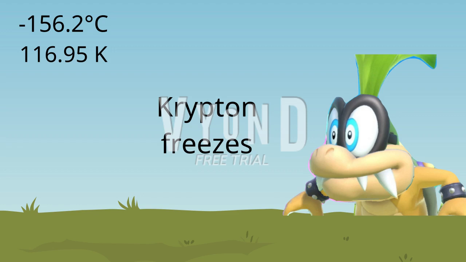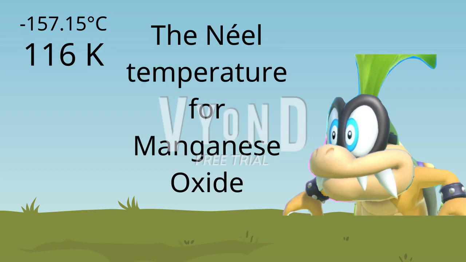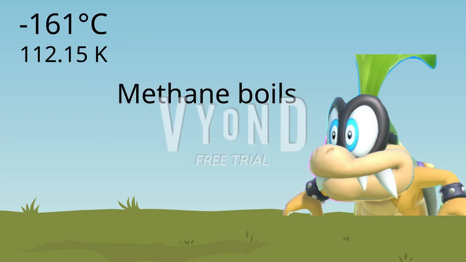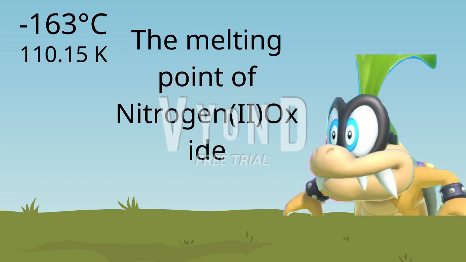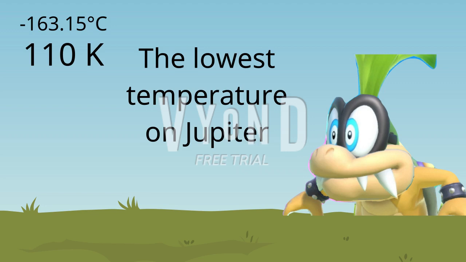Krypton freezes at minus 156.2 degrees Celsius, or 116.95 Kelvin. The Néel temperature for manganese oxide, a compound containing 1 manganese atom and 1 oxygen atom, is minus 157.15 degrees Celsius, or 116 Kelvin. Methane boils at minus 161 degrees Celsius, or 112.15 Kelvin. The melting point of nitrogen-2 oxide, a compound containing 1 nitrogen and 1 oxygen atom, is minus 163 degrees Celsius, or 110.15 Kelvin. The lowest temperature on Jupiter is minus 163.15 degrees Celsius, or 110 Kelvin.